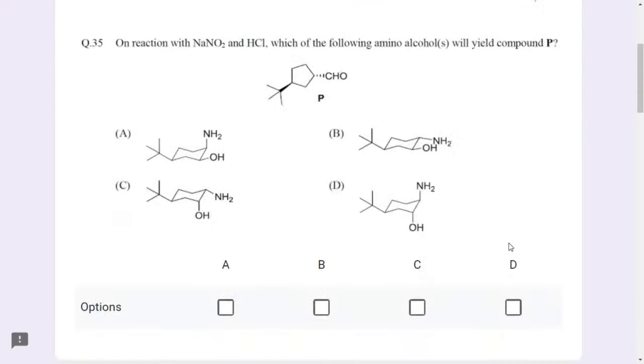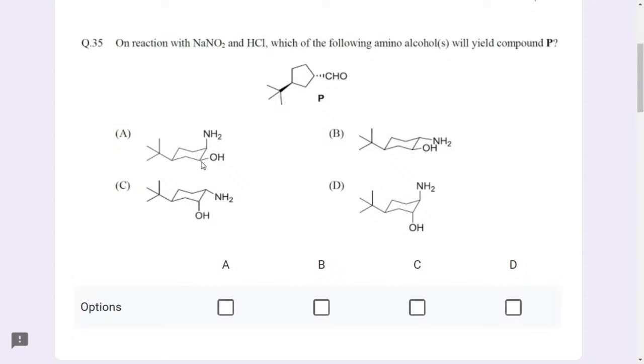Yes, next. On reaction with sodium nitrite and HCl, which of the following amino alcohols will yield compound P? This is compound P. What is it? It is going to be the aldehyde downward and this upward. So the trans aldehyde, trans 1,3, we are expecting. Yes. So when you treat this amine with sodium nitrite and HCl, what are we going to get? Diazotization, N2Cl is going to be formed. When it leaves, trans SN2 takes place.